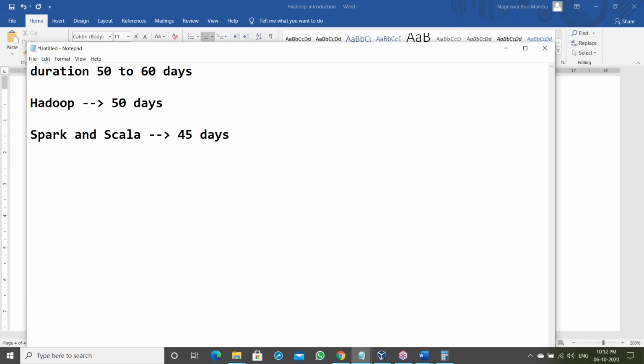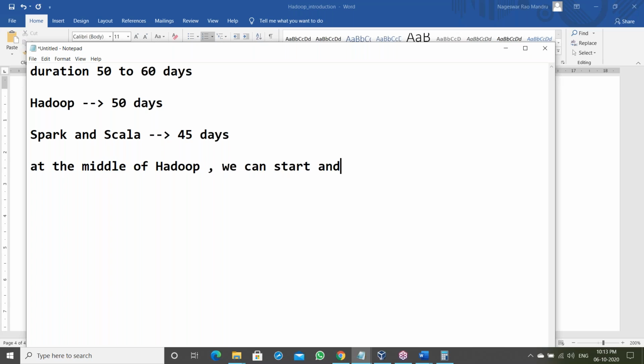Monday to Saturday, every day class. No break, nothing. I will not take many leaves, no chance of taking leaves. Hadoop 50 days, Spark and Scala 45 days, total 95 days. But in the middle of Hadoop, after finishing half of it, we can start Spark and Scala.